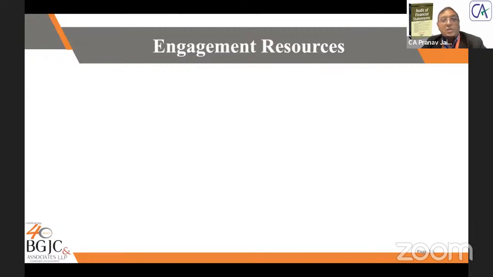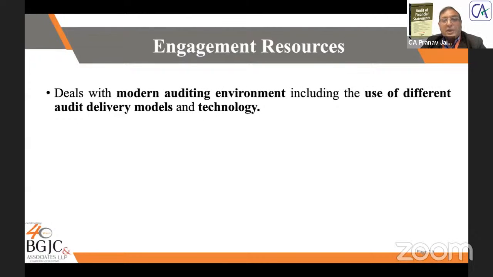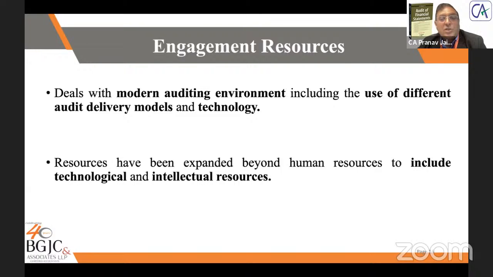Next, which is also very important, is the change in the definition of engagement resources. The standard recognizes that there are different audit delivery models and technology. So they have revised the standard to include that resources now include technological and intellectual resources, which are beyond the human resources. If we talk about human resources, some examples can be the engagement team, auditors, experts, and persons in the internal audit team who are directly assisting the engagement team. When we talk about technological resources, it could be data analytical tools like IDEA or ACL or any other tool. The standard even recognizes tools for online meetings and communication tools that have been provided to the engagement team. And for intellectual resources, some examples are audit methodology, your checklists, your templates for maybe sample testing, and model audit programs. So these are all intellectual resources.